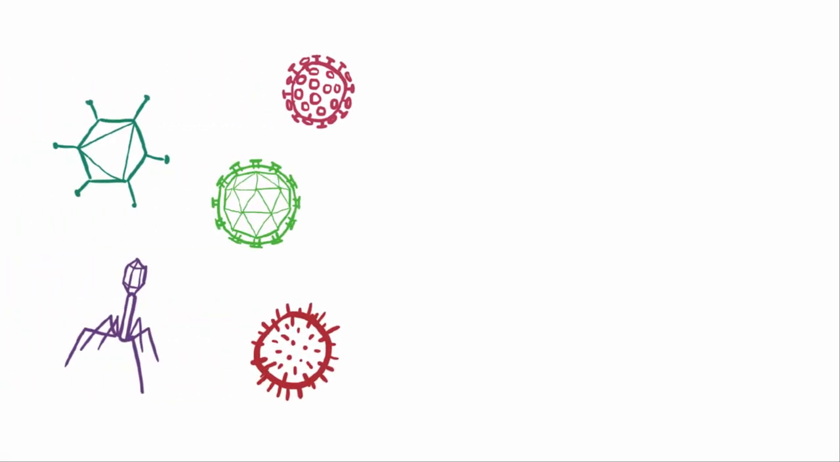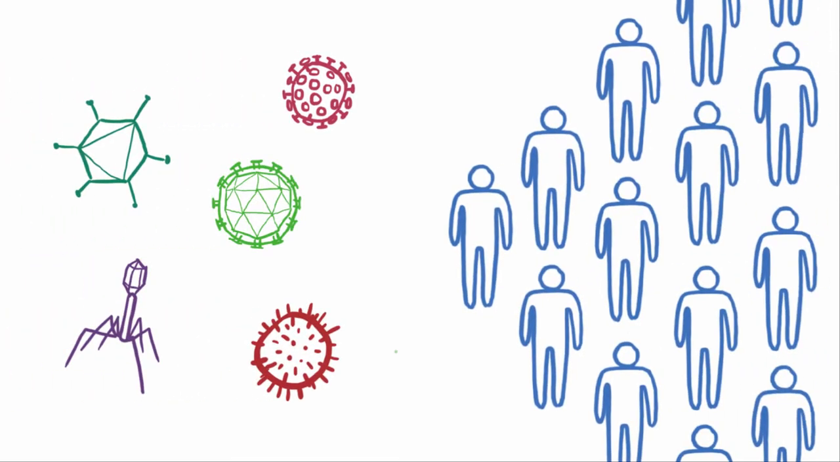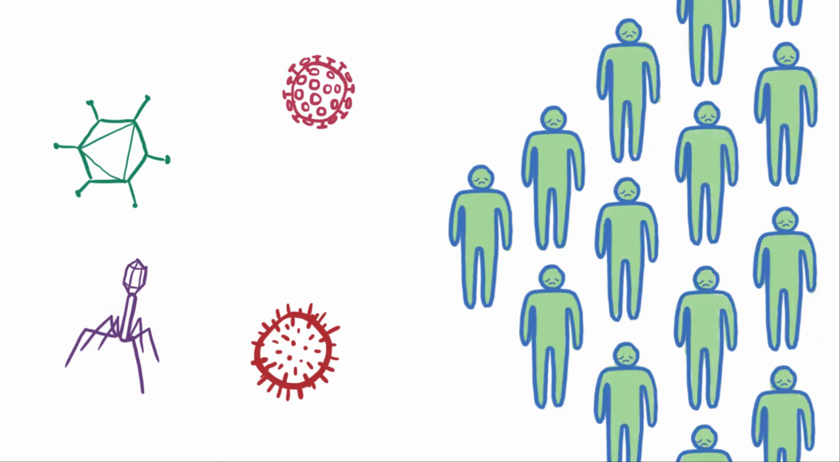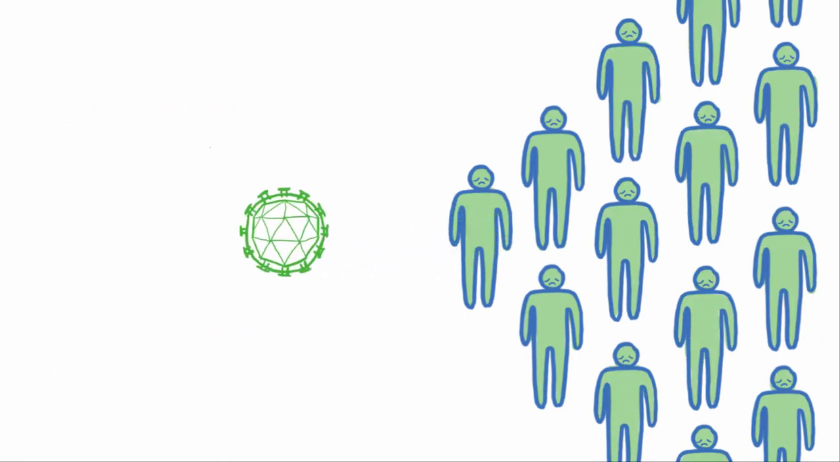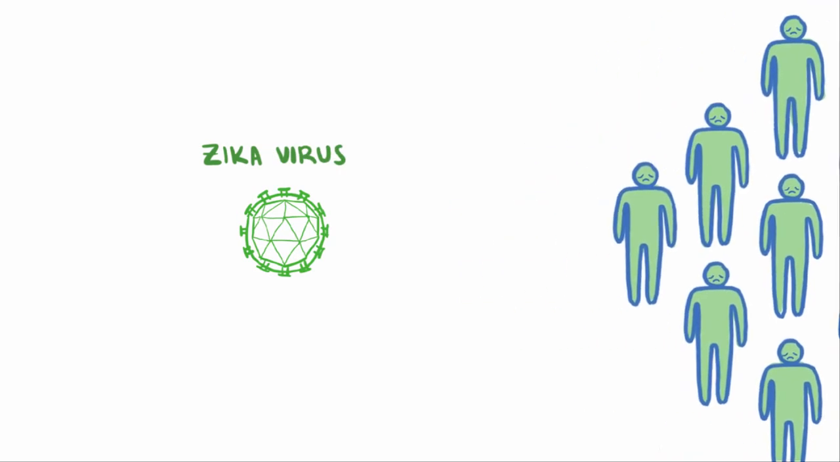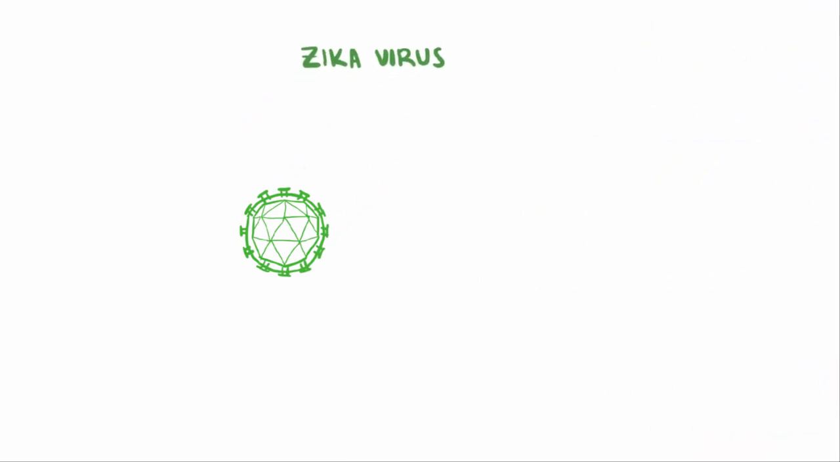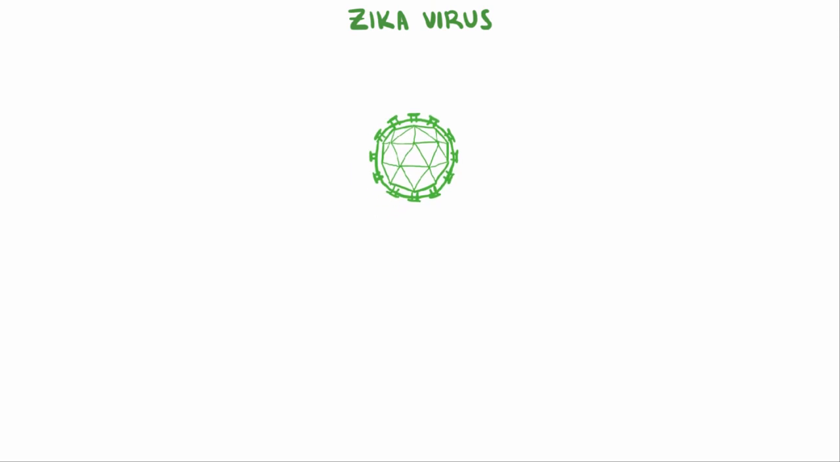There are a lot of viruses out there that can infect humans, but two things that can get really alarming is when a virus spreads quickly and when it causes serious harm. Zika virus has the potential to do both of these things, which is why it's gotten a lot of attention. Given this, it makes sense to understand a bit about Zika virus and the disease it causes.